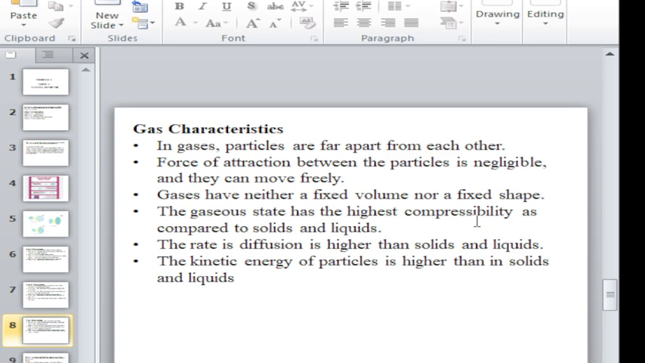4. The gaseous state has the highest compressibility as compared to solids and liquids. 5. The rate of diffusion is higher than in solids and liquids. 6. The kinetic energy of particles is higher than in solids and liquids.